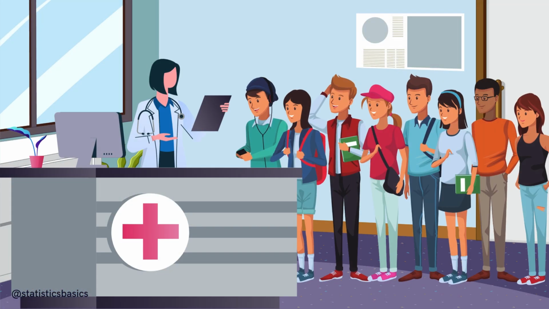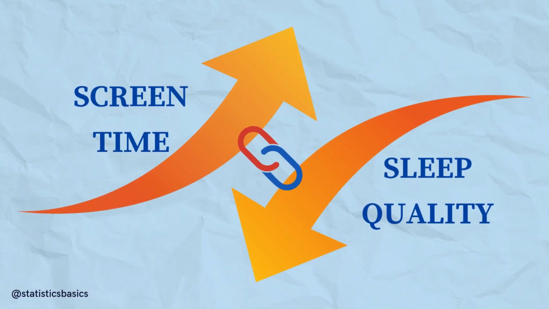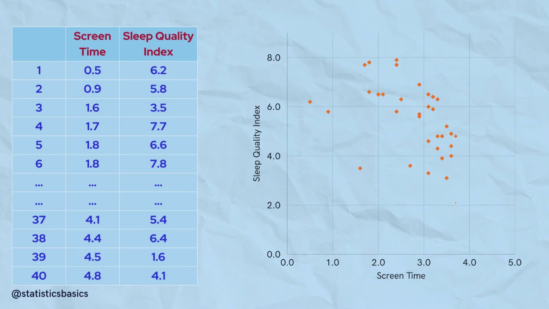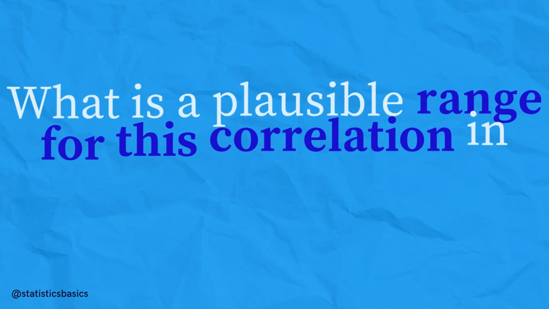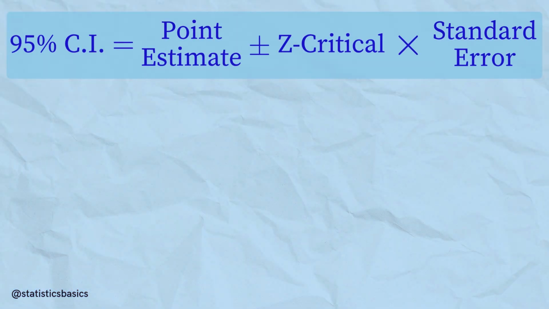A health psychologist is investigating a potential link between the average daily screen time and the quality of sleep among teenagers. He hypothesizes that increased screen time is negatively correlated with sleep quality. To explore this, he recruits a sample of 40 teenagers and finds that the Pearson's correlation coefficient between average daily screen time and standardized sleep quality index is about -0.48. The psychologist wants to construct a 95% confidence interval for Pearson's r.